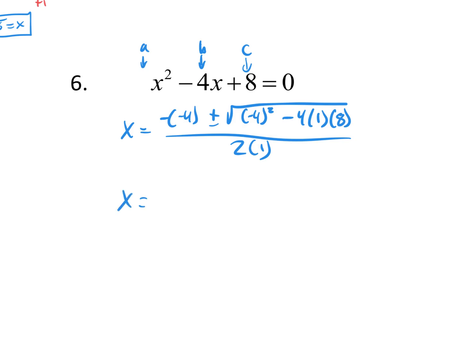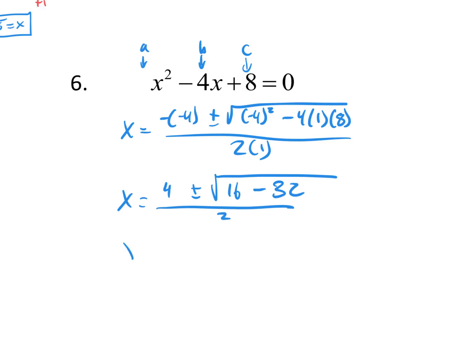All right. So 4 plus or minus, we've got negative 4 squared. If you're going to make mistakes, this is where it's going to happen 9 times out of 10. So when people make mistakes, it's under the square root. That is a positive 16. This is 4 times 1 times 8. That is 32, all over 2.